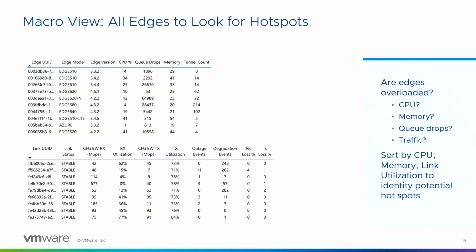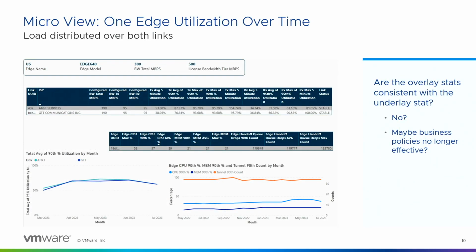Users can start on a page like this with some initial investigation around these metrics by simply sorting all of the sites in decreasing order. This allows you to proactively look at the health of your network and determine where to drill down further. Looking at a macro view of the network in this way makes it possible to quickly identify problem areas or edges and be able to expand upon that. Speaking of such, we can then drill down into one edge.